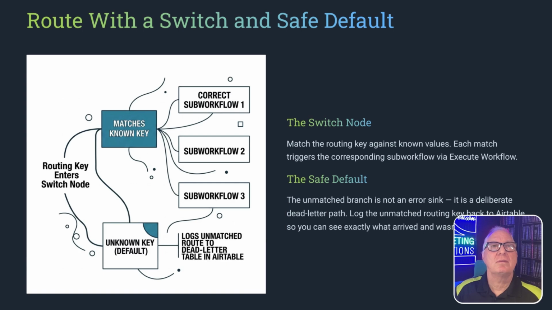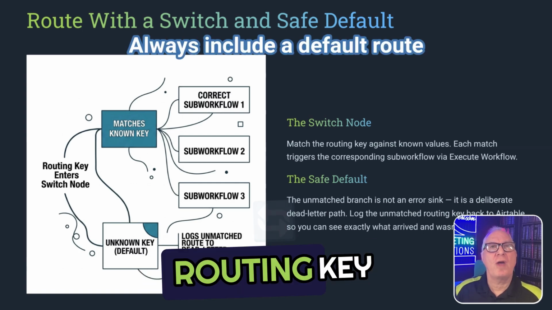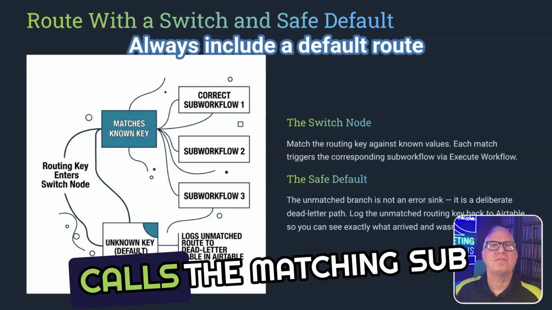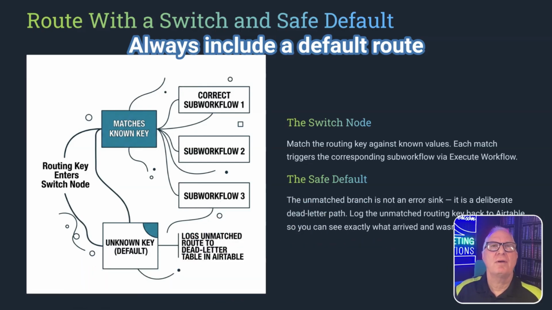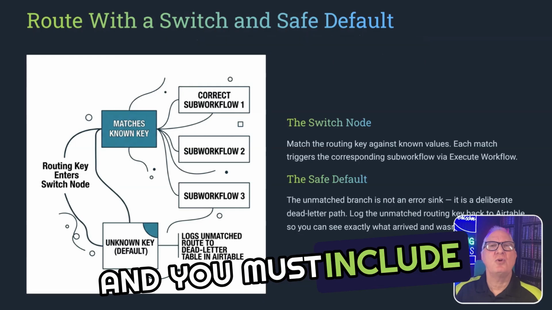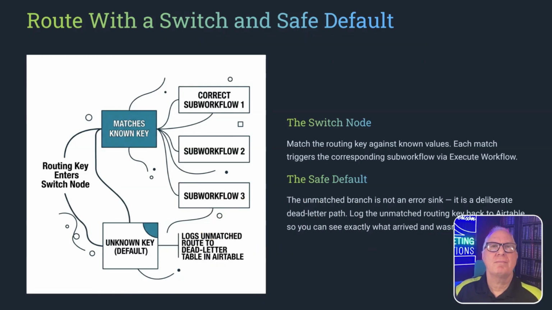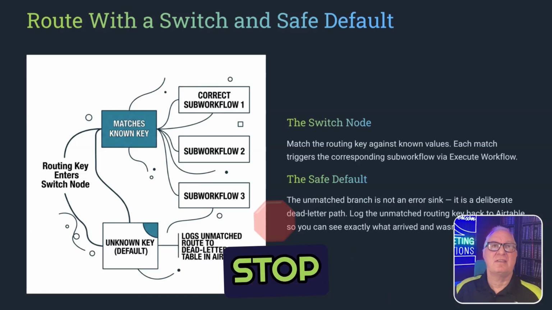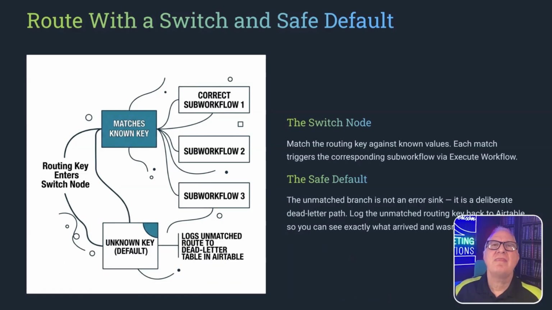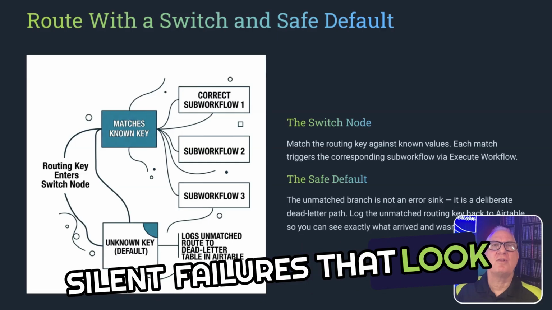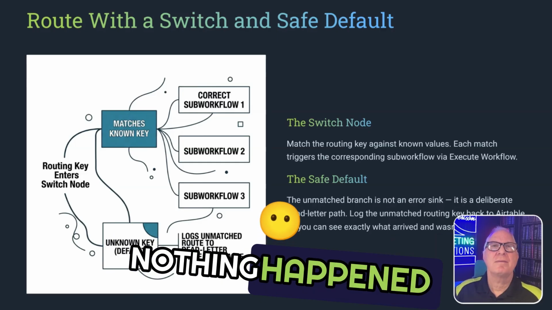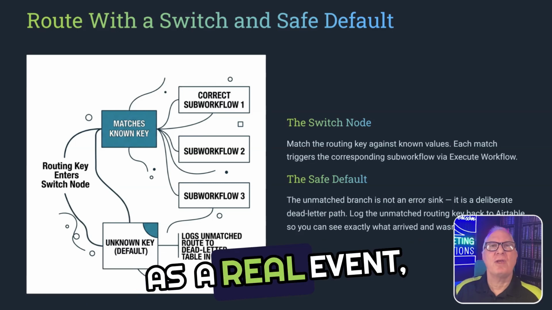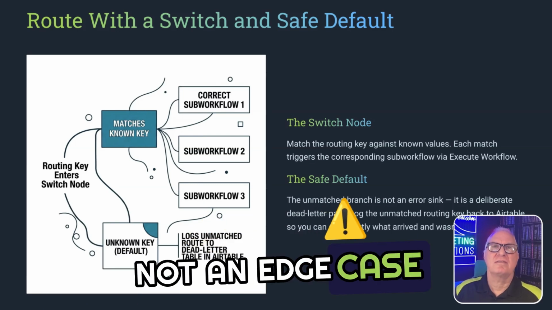Now route. Use a switch on routing key. Each case calls the matching subworkflow, and you must include a default route. No default means unknown keys just stop. That's how you get silent failures that look like nothing happened. The default route is where you treat unmapped keys as a real event, not an edge case.